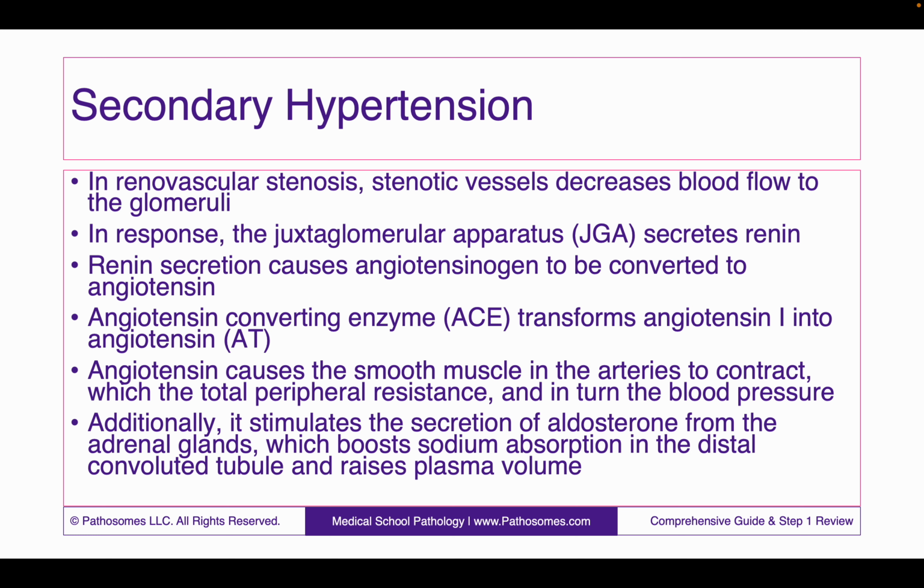Angiotensin converting enzyme transforms angiotensin 1 into angiotensin 2. Angiotensin 2 causes the smooth muscle in the arteries to contract, which increases the total peripheral resistance, and in turn, the blood pressure. Additionally, it stimulates the secretion of aldosterone from the adrenal glands, which boosts sodium absorption in the distal convoluted tubules and raises the plasma volume.